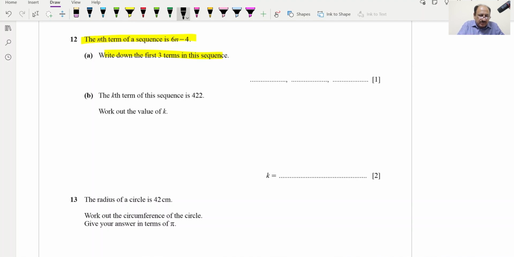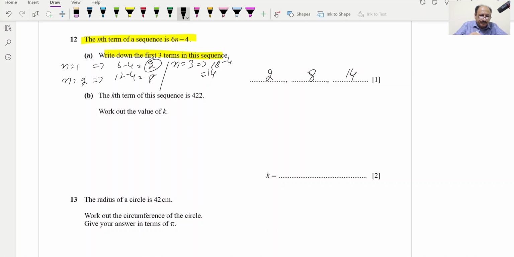So we will replace n is equal to 1. N is equal to 1 will be resulting to 6 minus 4. 6 minus 4 will be equal to 2. So 2 is the first term. Then n is equal to 2. This implies 12 minus 4. This will be equal to 8. So this will be 8. And when n is equal to 3, this implies this will be 18 minus 4, which is equal to 14. So this will be 14.